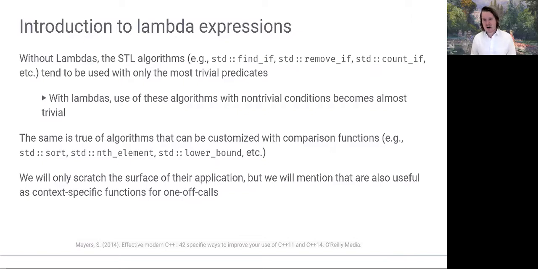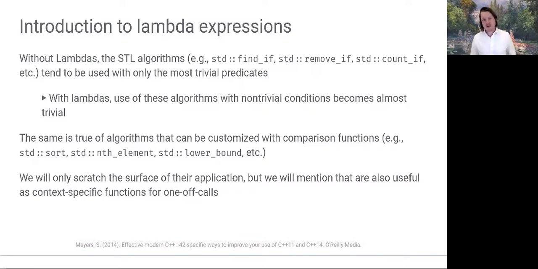these STL algorithms tend to be used only with more trivial function predicates. So what we've seen to this point are function pointers and function objects. However, with lambdas, the use of these algorithms with non-trivial conditions becomes almost trivial. And we'll see some examples that reinforce this notion.